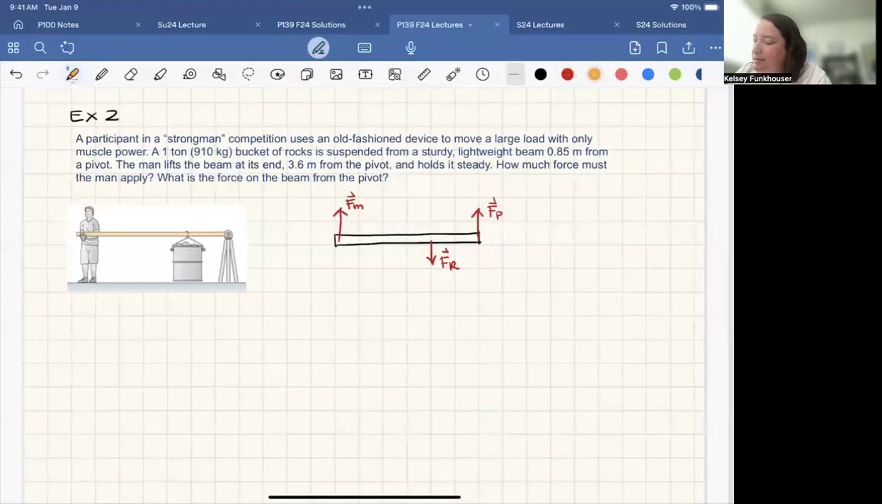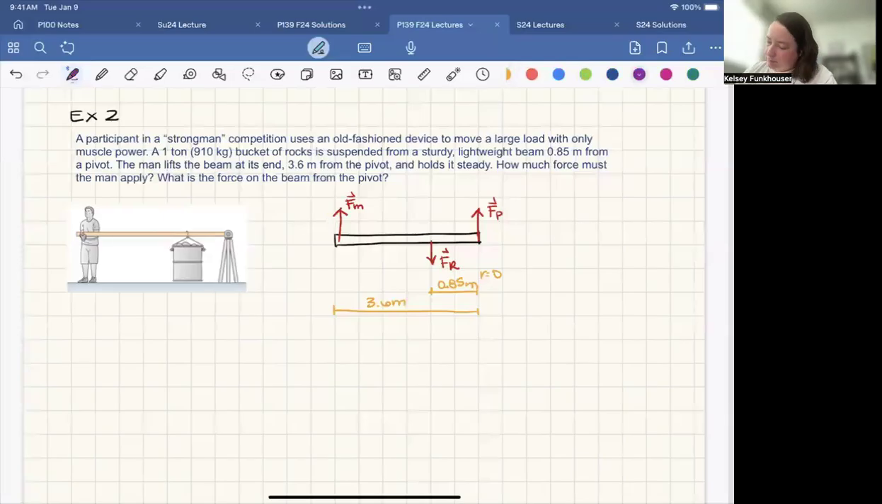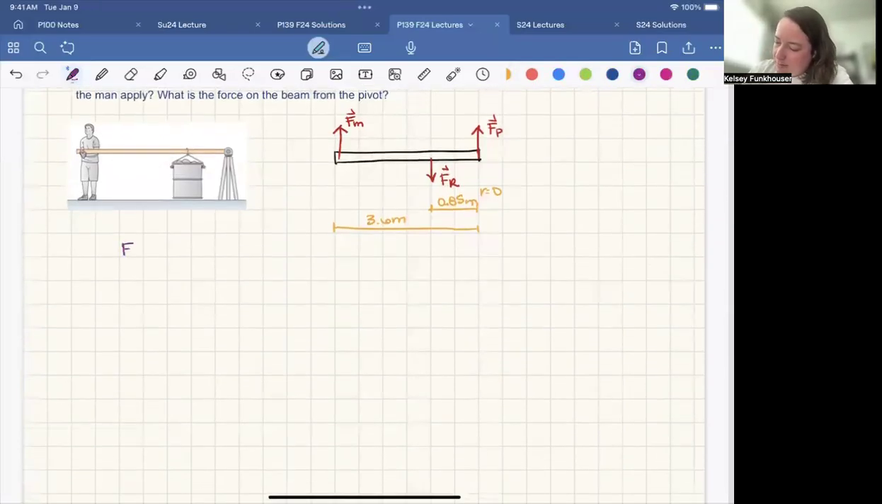And then let's draw out what our distances are. For the force from the pivot point, it is at the pivot point, so that's 0. This one, what did they say? 0.85 meters. And then the man is holding it all the way at 3.6 meters. Okay, torque table: force, distance, angle, plus or minus. And the angles for all of these are 90, so already did that part, done.